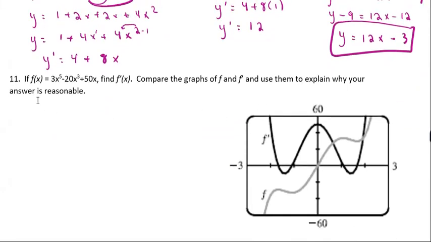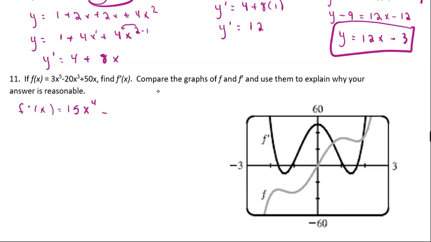If f of x equals 3x to the 5th minus 20x to the 3rd plus 50x, find f prime of x. And then we're comparing the graphs. So let's first start with finding f prime of x. So that is our derivative. So we have 3x to the 5th. So bring down your power. So 3 times 5 is 15. And then we have x to the 5 minus 1, which is 4.